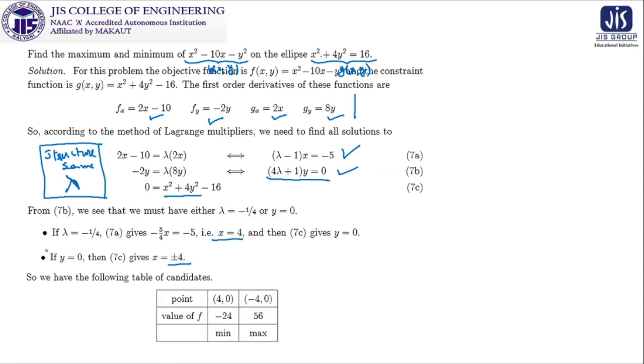For lambda equal to 1 by 4, this is judged. Now for y equal to 0, we have to check the judgment of this one and we get x equal to plus minus 4. So we have the following table of the candidates. What are the points? The points are 4 and 0 and the points are minus 4 and 0.